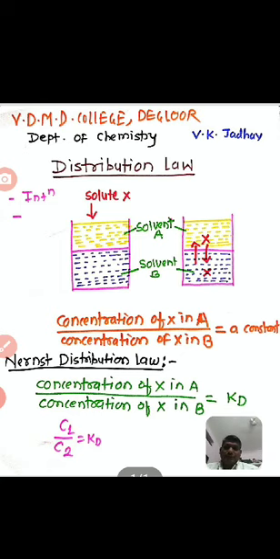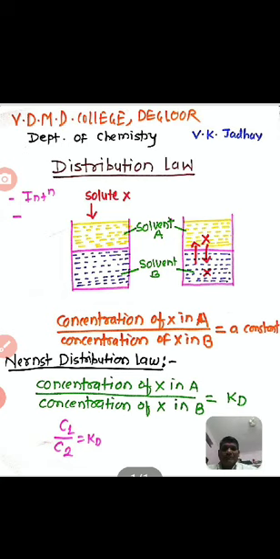According to Nernst, if a solute X is distributed between solvents A and B at constant temperature, and the molecular condition of solute X is the same in both solvents, then the concentration of X in A divided by the concentration of X in B is equal to Kd.